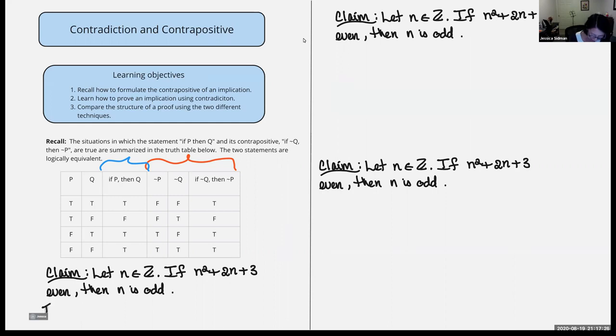So, try direct. What would we do? The assumption is that n squared plus 2n plus 3 is even. So we'd say, well, that would mean that n squared plus 2n plus 3 equals 2k for some integer k. And then we look at it, and you know what? I don't know what algebra to do next. There's the square there. It's a little tricky. So that's when I say, let's do something simpler.